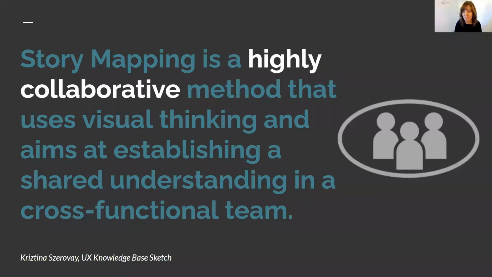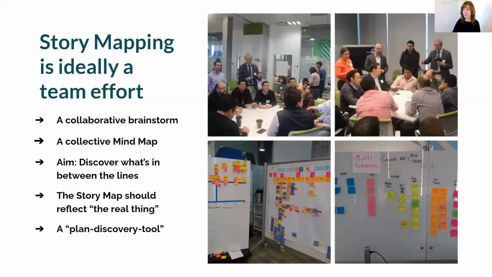First of all, this is a definition of story mapping that I stole from Christina Serobay, pronouncing it right. She says, story mapping is a highly collaborative method that uses visual thinking and aims at establishing a shared understanding in a cross-functional team. The ideal way of starting with story mapping is to have a team. You can do it as an individual, but this is where the ideas have started, to do it as a team, to get several perspectives.